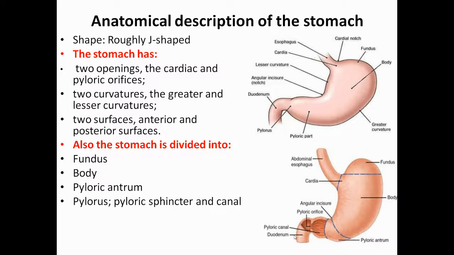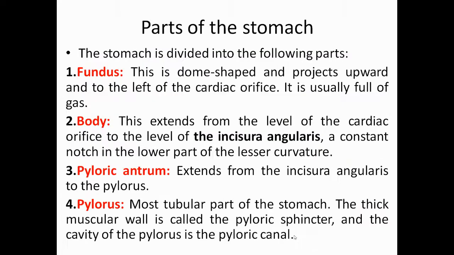Now we'll see the anatomical description of the stomach, and it is roughly J-shaped. Most commonly, it is J-shaped, but there are four more shapes also. Stomach has two openings, the cardiac and pyloric orifices, and two curvatures that we call the greater and lesser curvature, and two surfaces that we call anterior and posterior surfaces. Stomach is divided into fundus, body, pyloric antrum, and pylorus, where the pyloric sphincter and canal are situated.